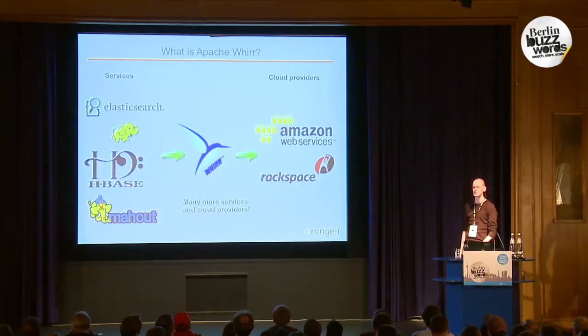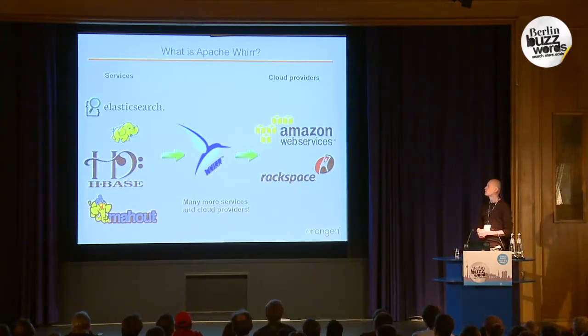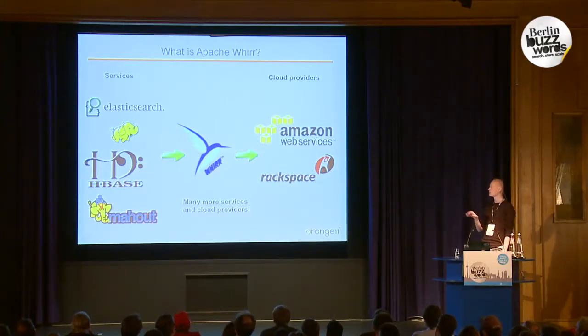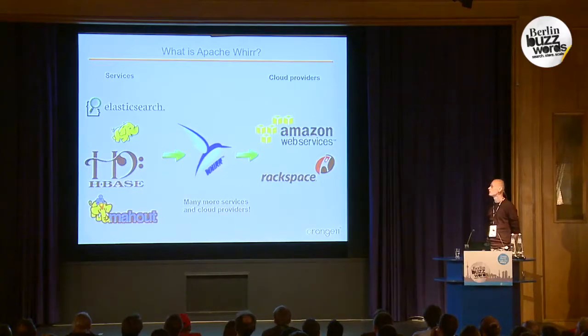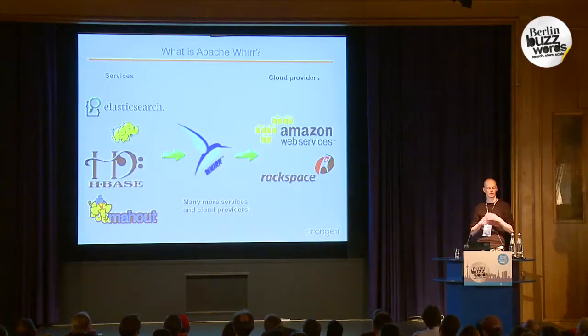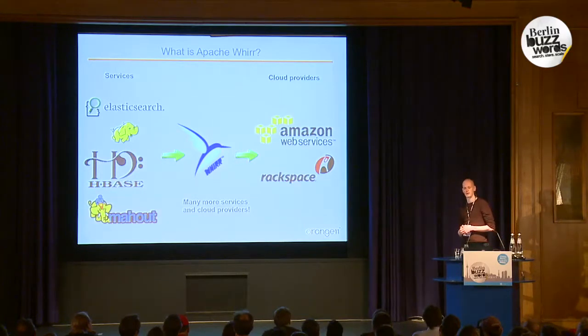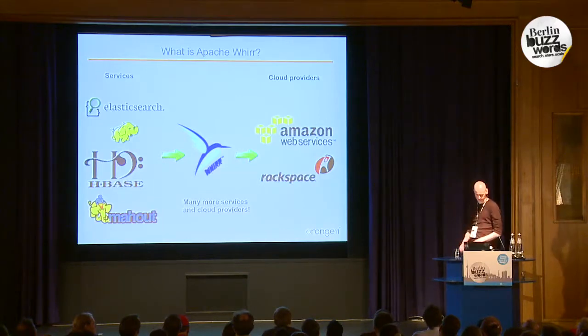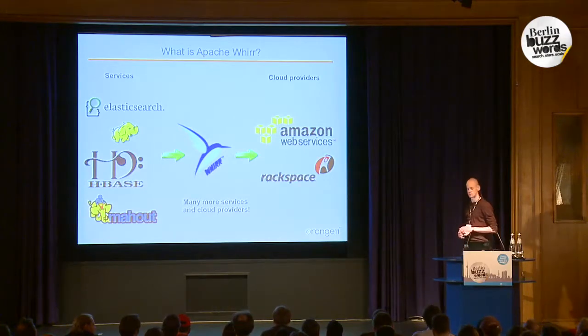Well, luckily we have a tool, Apache Whirr, and what it basically does is allow you to deploy services in the cloud. So on the left-hand side, you can see a bunch of services that we support, like Elasticsearch, Hadoop, HBase, Mahout, many more, actually. And Whirr allows you to say, well, I want to have a number of machines that run these services. And Whirr will take care of all the nitty-gritty details of installing the software packages and setting up the machines itself. And there are also many different cloud providers supported, not just Amazon.